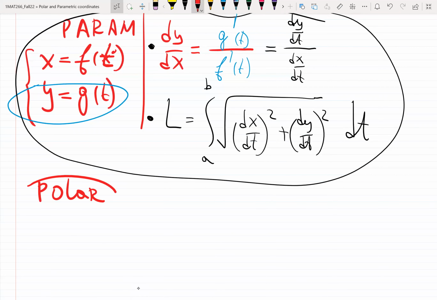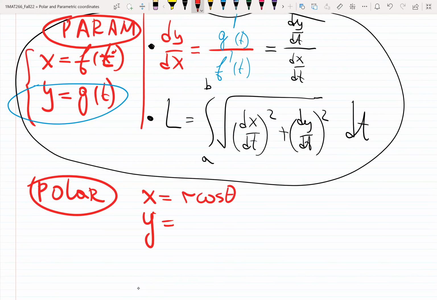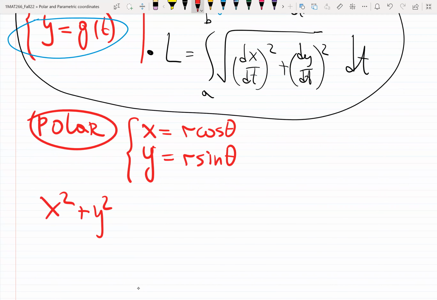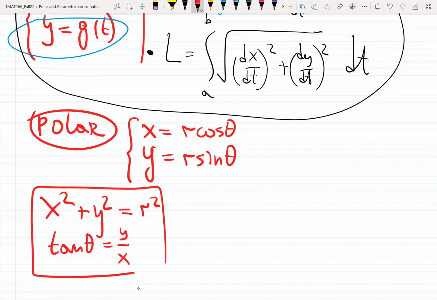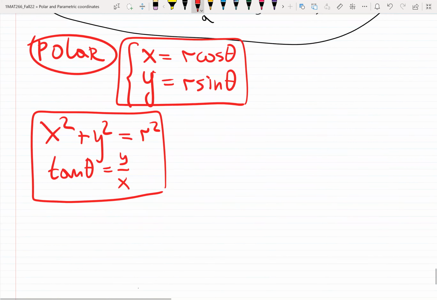Polar has more formulas. Polar says x is r cosine theta. Remember that, the order matrix. From here, x squared plus y squared equals r squared. It's literally from that first formula. From the triangle, actually, if you divide y over x, it becomes tangent, and that's where the theta comes in. The theta is tangent of theta, y over x. It also comes not just from the triangle, but also from this first equation. So remember that. And formulas show up.